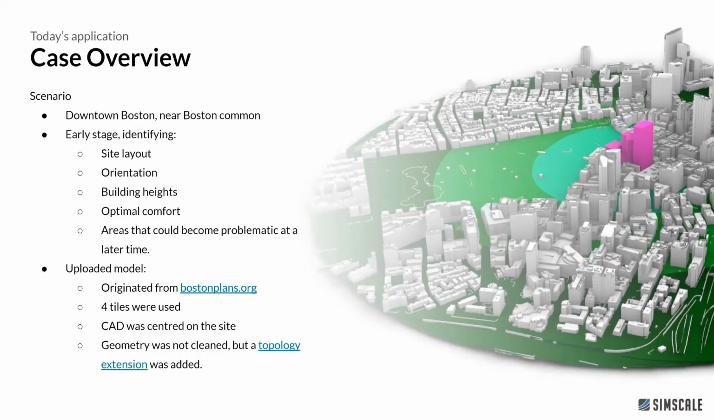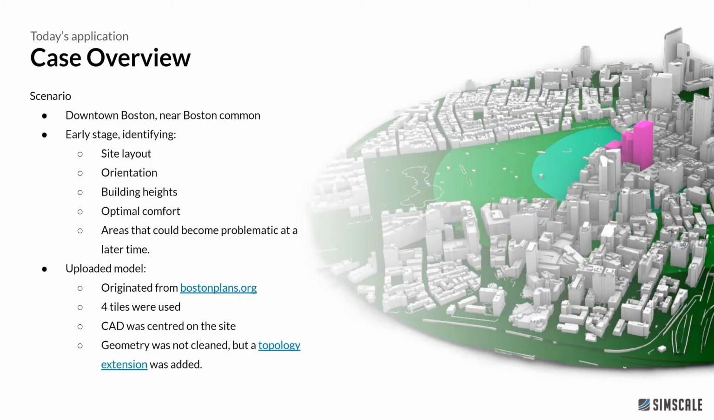So, today we're going to be looking at a scenario in downtown Boston, near Boston Common, where we're looking at more of an early stage site analysis type simulation. A large proportion of our user base for pedestrian wind comfort is using this for early stage designs, and what they're trying to do is optimize the site layout, the orientation, maybe the building's height, to understand what the most optimal comfort is going to be in areas that could become problematic at a later time. So really, finding out things early rather than later and mitigating or improving the site's comfort is the objective. Because at an early stage you've got more opportunity to correct any issues than you would at a later stage. And this particular model came from bostonplans.org.